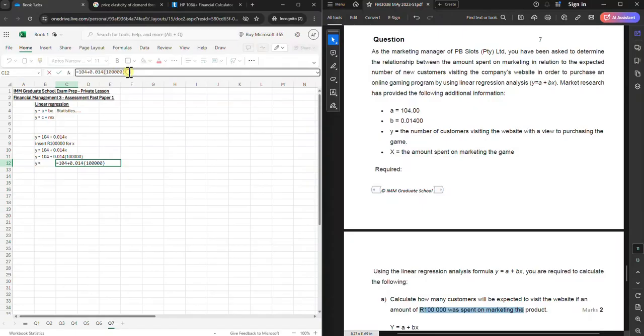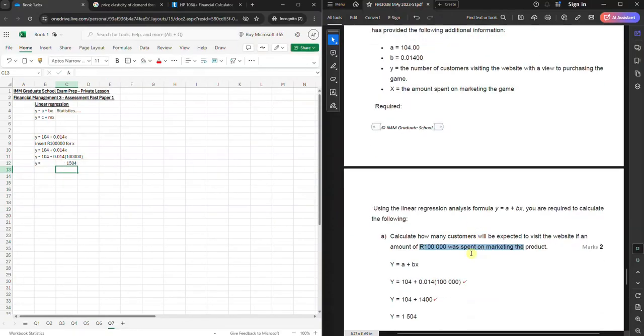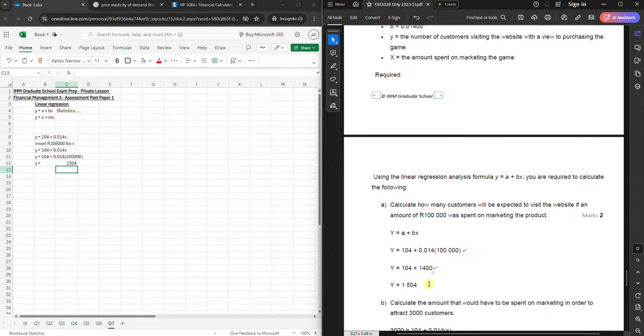Okay, there's Y. And then calculate the amount that you would have to spend on marketing in order to attract customers. So obviously, again, same formula. But now, what variable are they giving me, X or Y? 3,000. They give me Y. Good. And then you would just solve. So you'd move the 104 over, you then divide by 0.014, and then you get X.